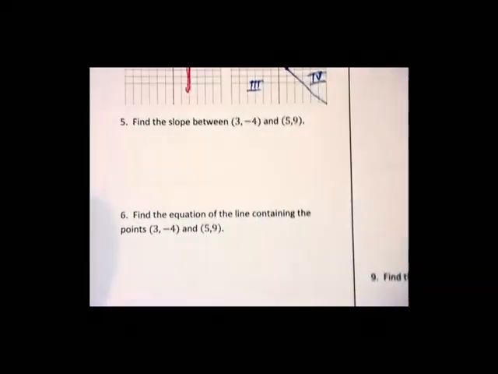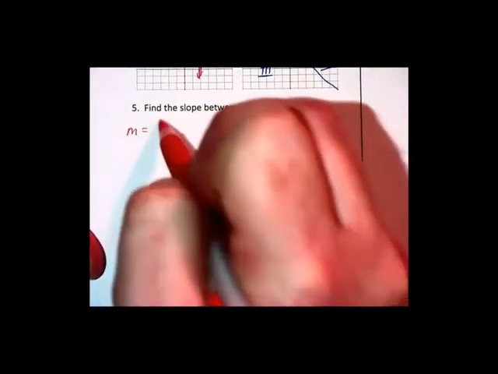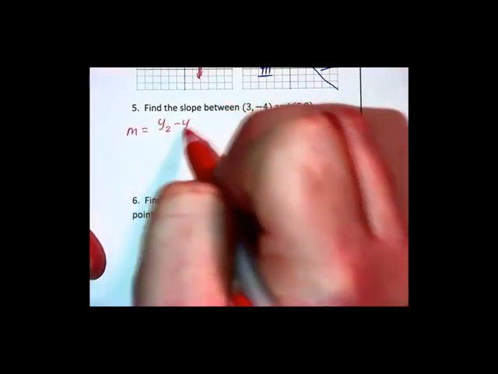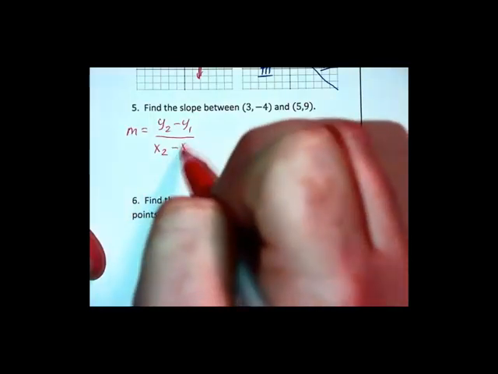We then move on to finding a slope between 2 points. Pretty much you should have the slope formula memorized. m is equal to y subscript 2 minus y subscript 1 over x subscript 2 minus x subscript 1.